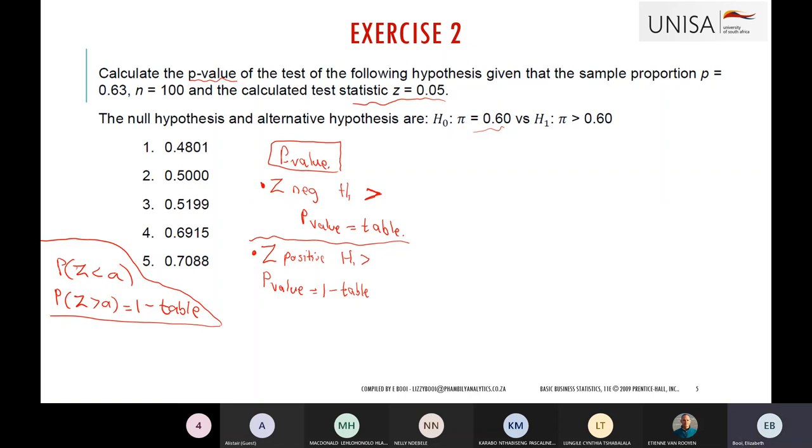That you need to always remember. Always, always. If Z is negative, and you need to find the probability, the greater than, a one tail, upper tail, the p-value will be the value you find on the table. If it is positive, and the alternative sign says greater than, then you're going to find the value by saying 1 minus the value you find on the table. Okay.